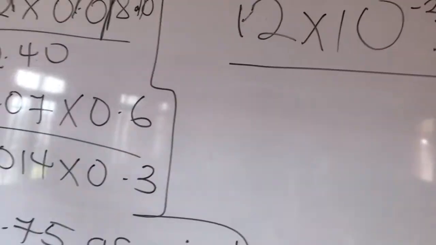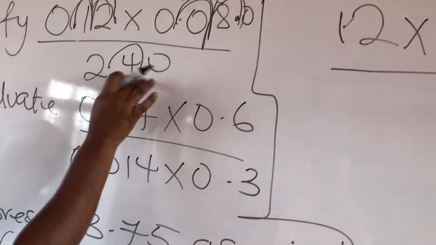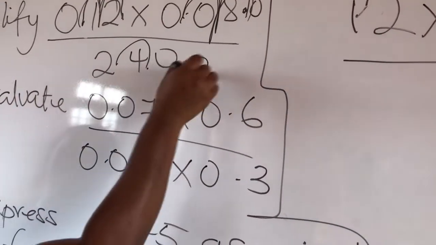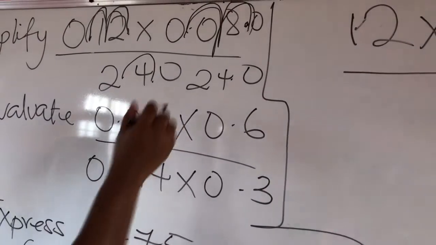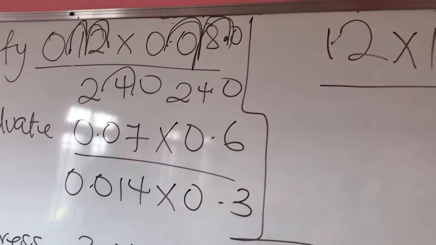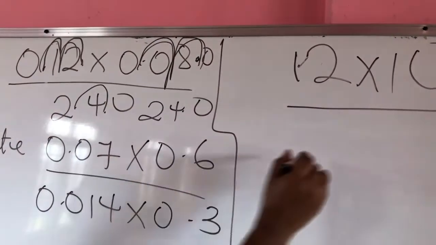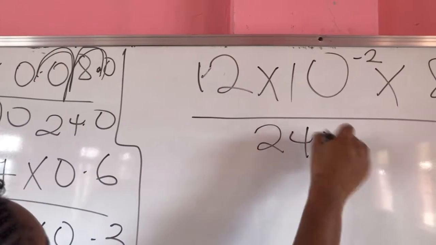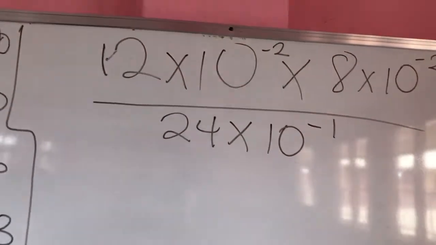Now let's come here. I'm moving my decimal point to the last significant number because 24.0 is the same as 24. So you move it to the last significant number. Don't move it here. How many times did we move? We moved once to the left. So you have 24 times 10 raised to the power negative 1.